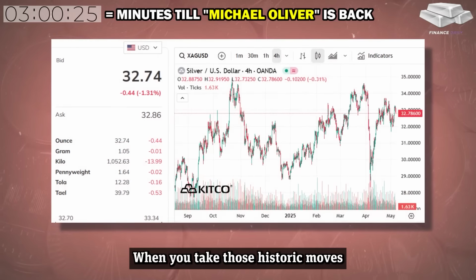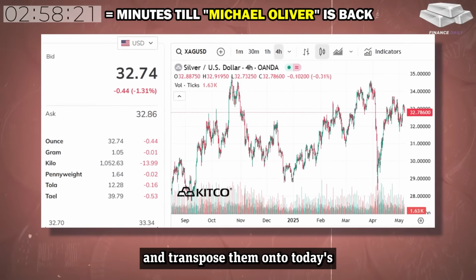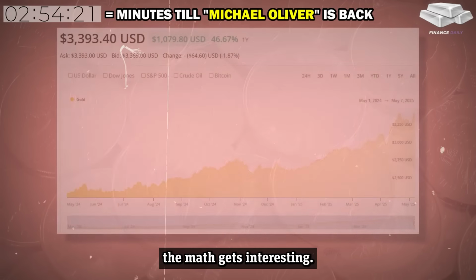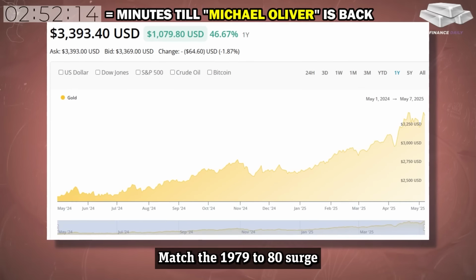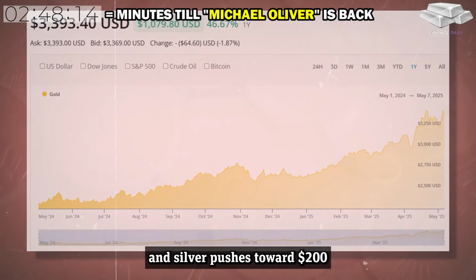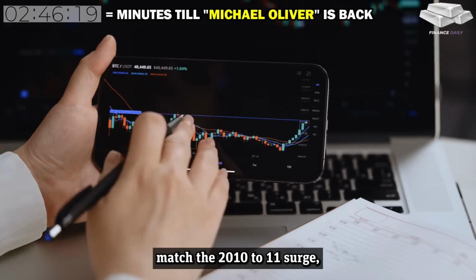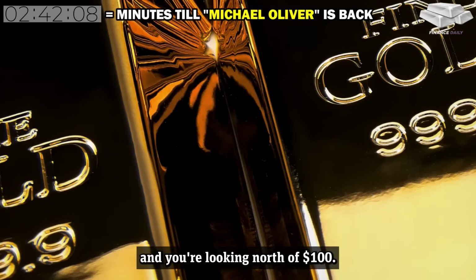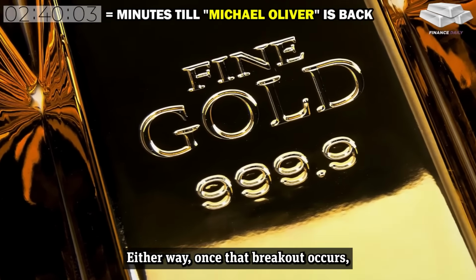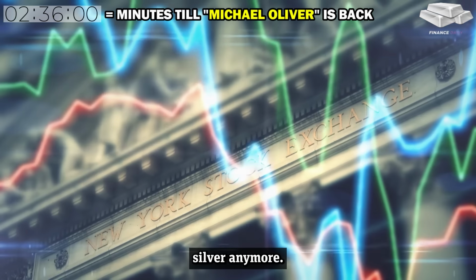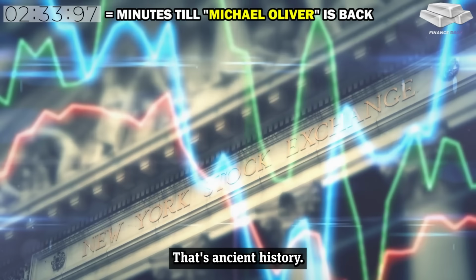When you take those historic moves and transpose them onto today's chart on a logarithmic scale, the math gets interesting. Match the 1979 to 1980 surge, and silver pushes toward $200. Match the 2010 to 2011 surge, and you're looking north of $100. Either way, once that breakout occurs, we're not talking about $35 or $40 silver anymore. That's ancient history.